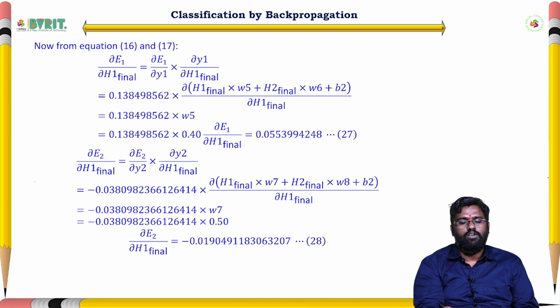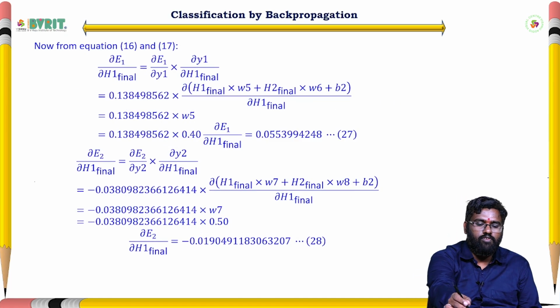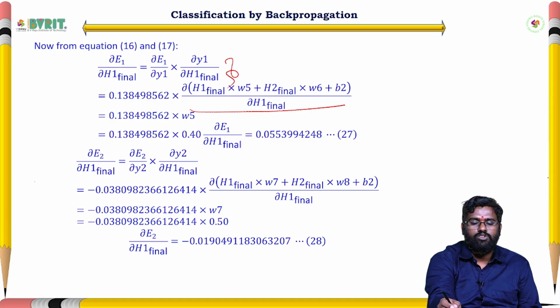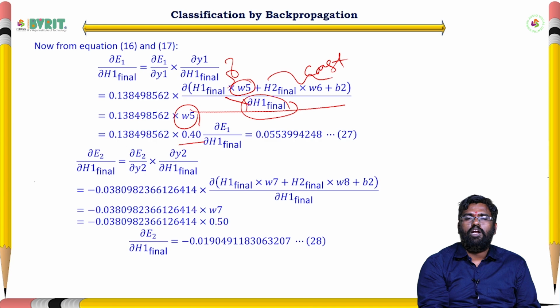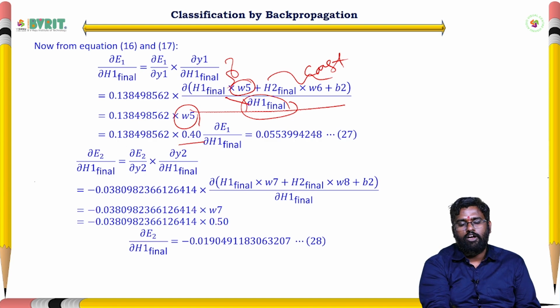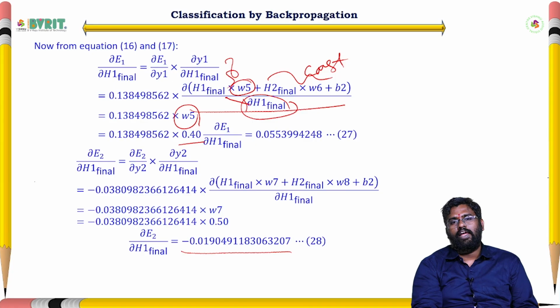Now next one, E1 with respect to H1 final, that value we get after substituting into the equation. It will be executed with respect to H1 final. That's why this value will be 1 and these all are constants. So with respect to W5 only, W5 value we have written as 0.055. And finally after substituting into the equation, we got this value as minus 0.019.